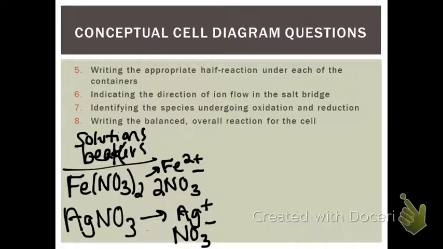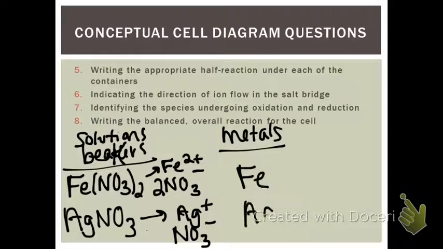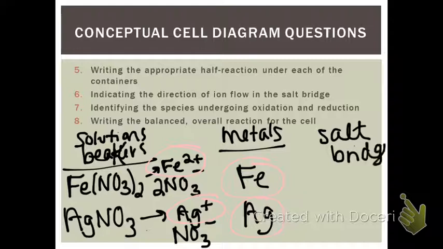Okay? Now, metals. What metals do I have for my electrodes? I have iron and I have silver. And I'm noticing I have iron 2+ and I have iron, I have silver+ and I have silver. That's going to be my half reactions. Now the last thing that I know is for my salt bridge, I have NaNO3, which remember will split into Na+ and NO3-.